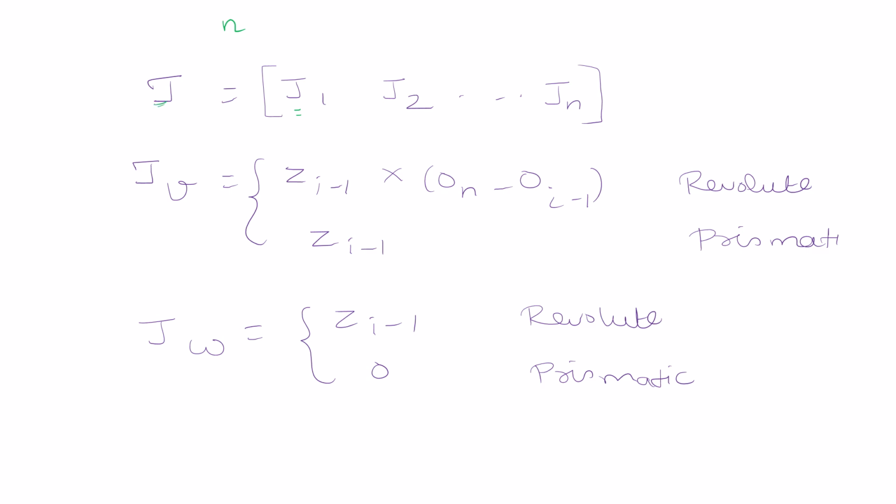So the Jacobian has both a linear Jacobian and an angular Jacobian, and the formula for finding the linear Jacobian is different if it is a revolute joint and if it is a prismatic joint. The linear Jacobian for a revolute joint is the cross product of Zi minus 1 and On minus Oi minus 1. And for a prismatic joint, it is Zi minus 1. The angular Jacobian for a revolute joint is Zi minus 1, and for a prismatic joint, it is 0.